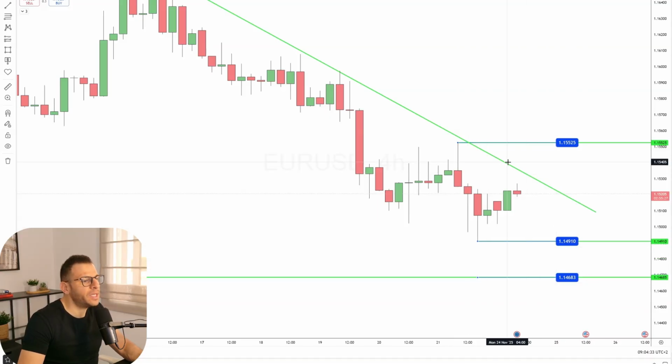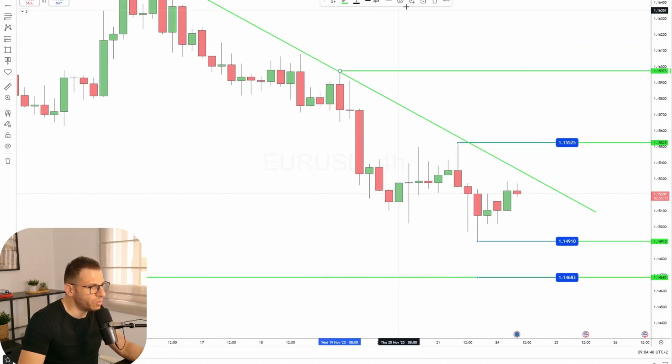But on the flip side, if the price breaks above this trend line and moves even higher, then the last swing high becomes the key level of resistance. A further move to the upside will find this swing high here, the one we used to draw the trend line, as the key level of resistance. So this is the analysis for the euro US dollar. You have your levels here and trade smart.